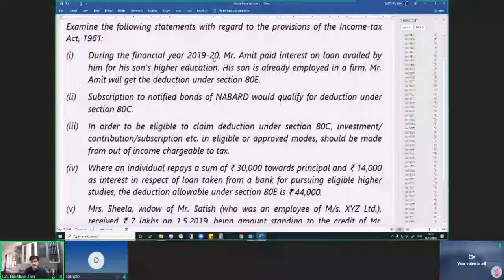During the financial year 19-20, Mr. Amit paid interest on a loan availed by him for his son's higher education. Right now, a loan taken for higher education is subject to section 80E. His son is already employed in a firm. Mr. Amit will get deduction under section 80E. Whether the statement is correct: whether, for a loan taken for an independent son who is already employed, for higher education, that would be eligible for deduction under section 80E of the Act. Yes, answer.